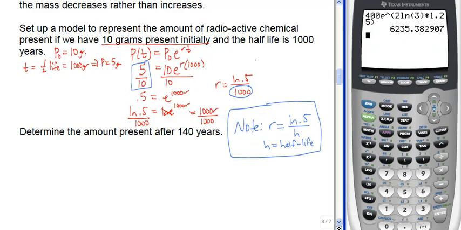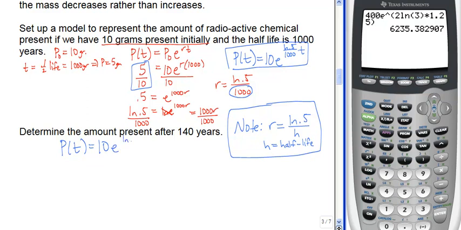So what this means is now that we know what our R is, we can write out our model. Our model P of t is going to be this P sub 0, which was that initial 10 grams, e raised to this R. So ln of 0.5 divided by 1,000, there's my R, times t. And again, I'm going to try to leave it in that exact form so that I don't lose any of my accuracy. So there's my model. Let me copy it down here so that we can refer to it in the next problem.